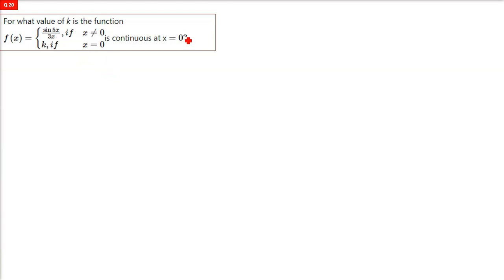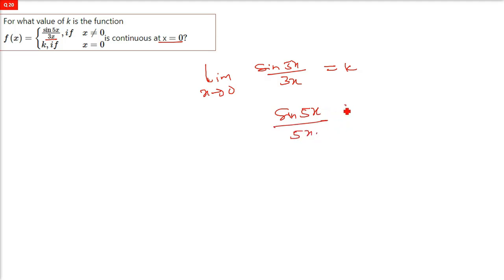Now for what value of k is the function continuous? So let us just apply the limit x tends to 0, because we have to check at x equals 0. Sine 5x divided by 3x, and this is equal to k. Now sine theta by theta, we know the limit as theta tends to 0 is 1. So sine 5x divided by 5x, and since we have 5x in the denominator, we need to have it in the numerator as well. 3x was already there.